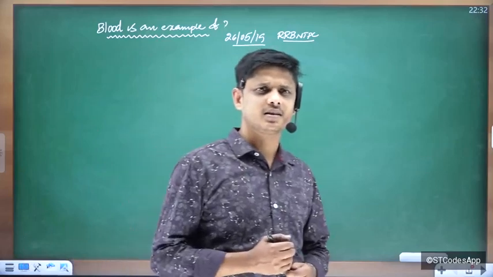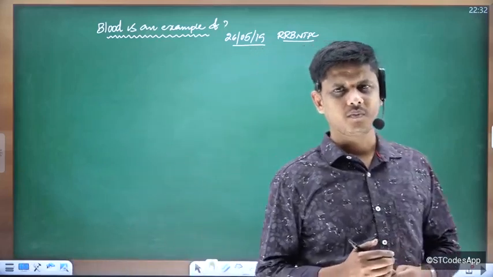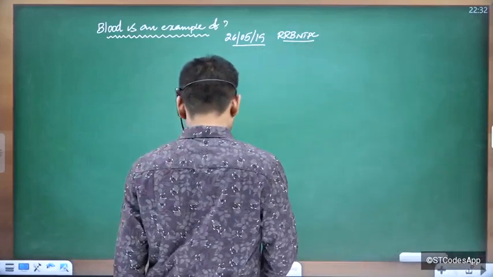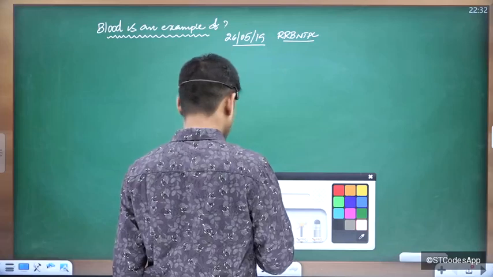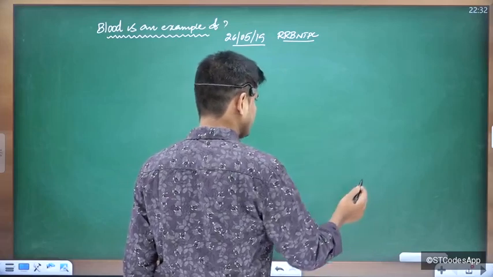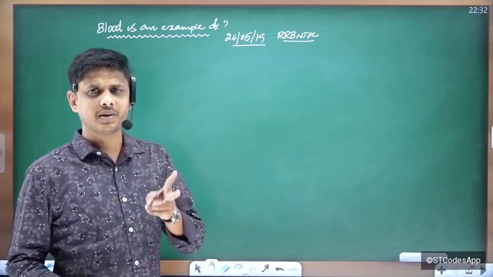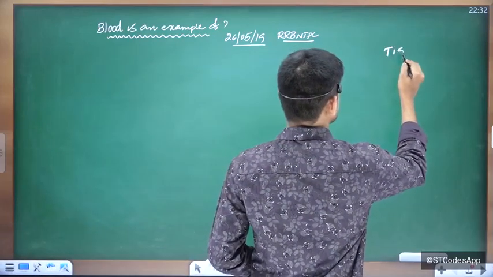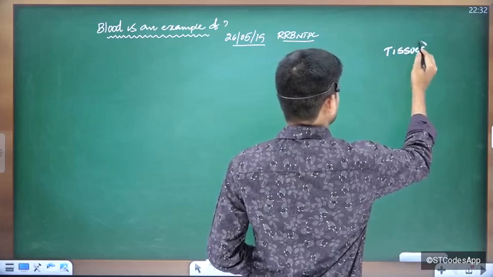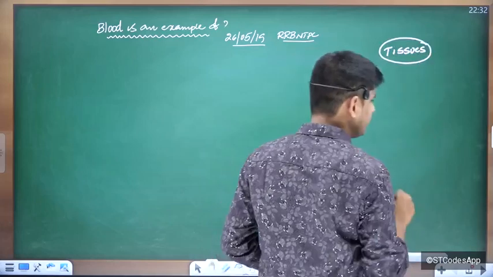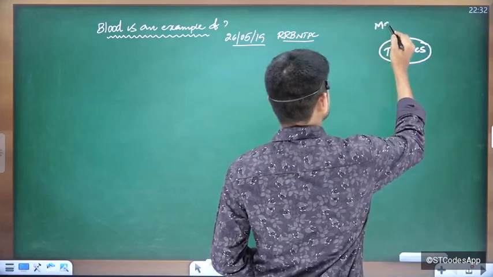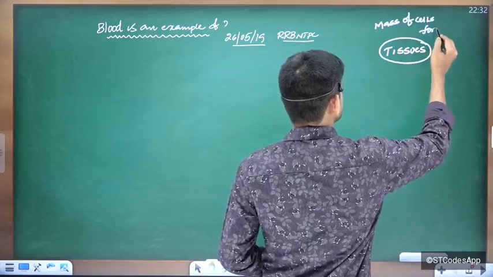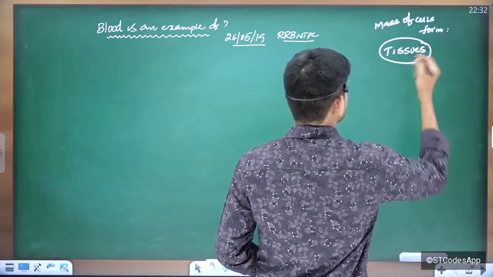The first question is: blood is an example of what? Blood is an example of what? Here, there are a few types of tissues present in our body. The tissues can be classified into two types. And what is a tissue? A tissue is a mass of cells. A mass of cells that forms a group is nothing but a tissue.